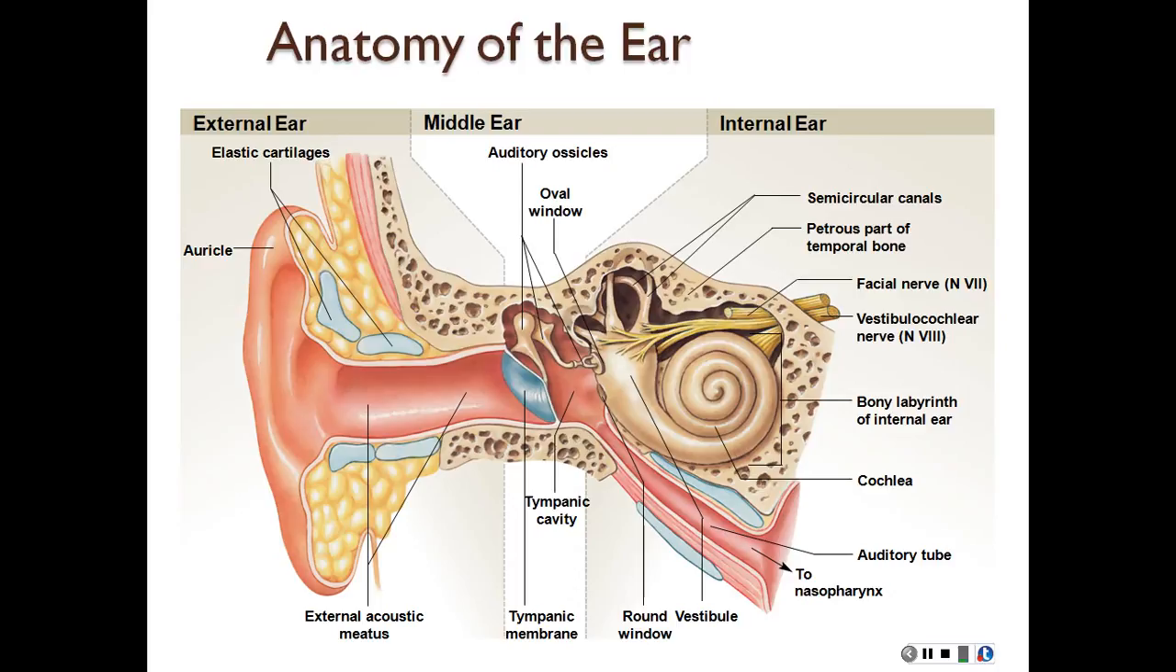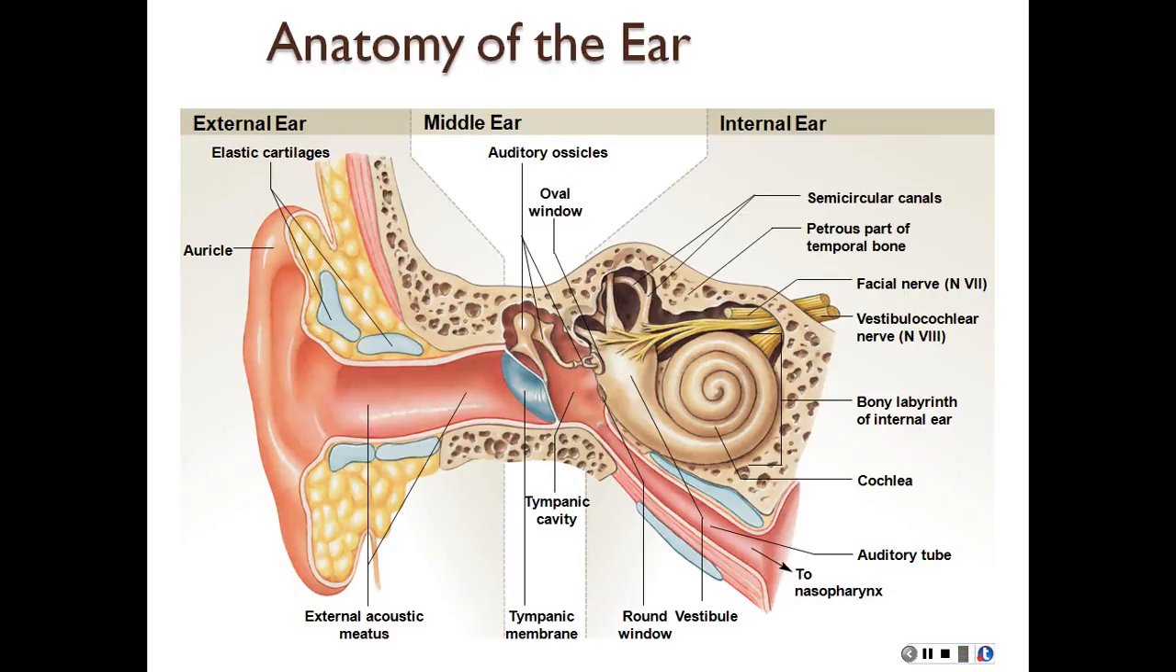Vestibule. The vestibule for equilibrium. Is it vestibule or vestibular? AR just means pertaining to. So if you see vestibular, that word means pertaining to the vestibule. Cochlear means pertaining to the cochlea.